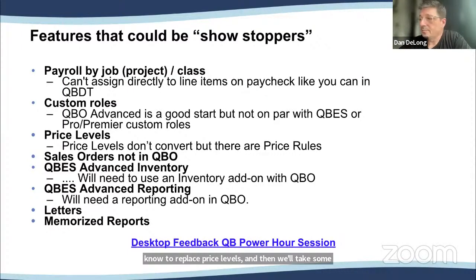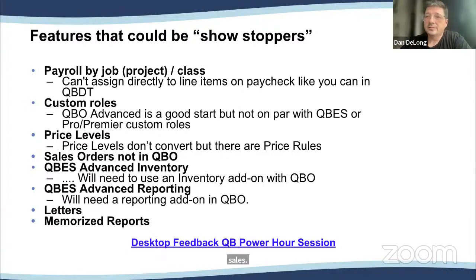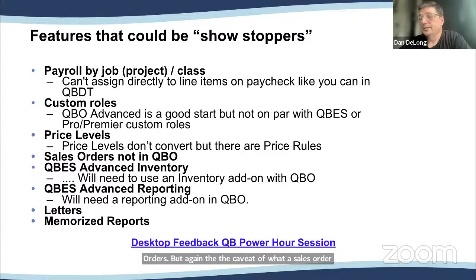Sales orders is something that is just not in QBO yet, but a lot of people will use estimates in place of sales orders. Again, the caveat is that what a sales order does inside of Premier and Enterprise doesn't really flow over at all. The open sales orders wouldn't even come over to QuickBooks Online if they are using them. And then, of course, there's the Enterprise advanced inventory and reporting. You would need to use an add-on if you are using that functionality.